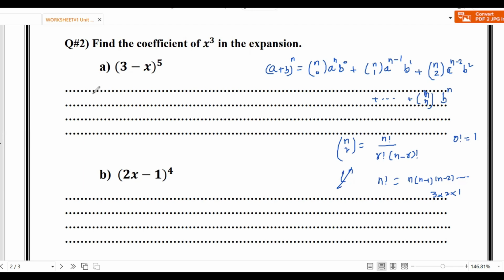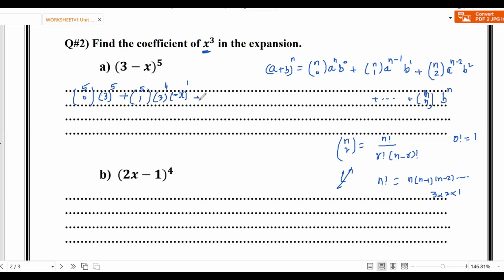So here, if we expand, firstly, look, the maximum power is 5. So 5 choose 0. Here, the first element is 3. So 3 power 5. X power 0, no need to write. And then 5 choose 1: 3 power 4, and we will write minus x as well. After this is x power 1. And remember, we are looking for the coefficient of x cube. So no need to expand fully. We will see where we have x cube. We will stop there, okay?